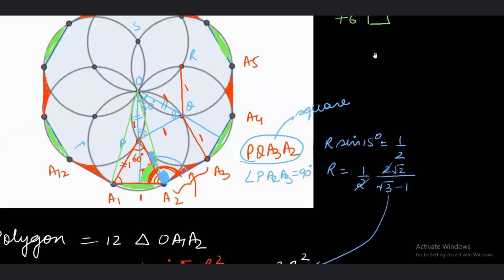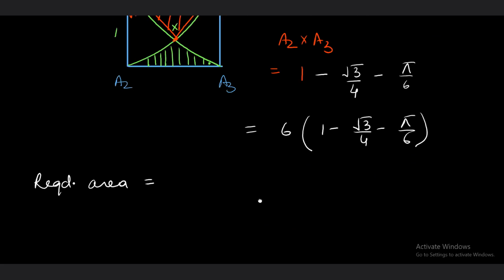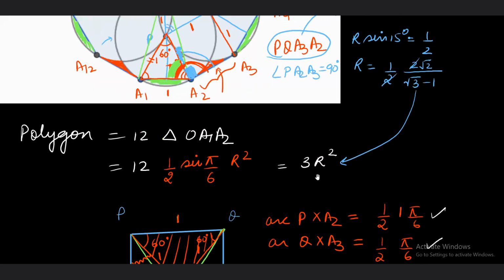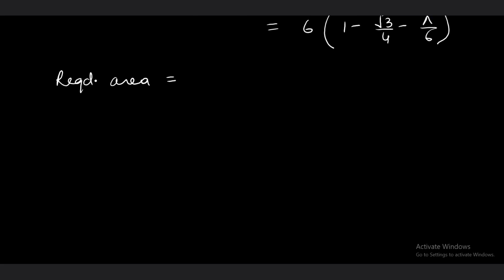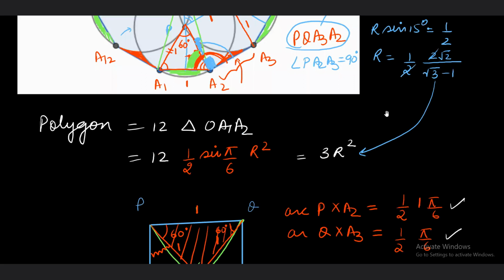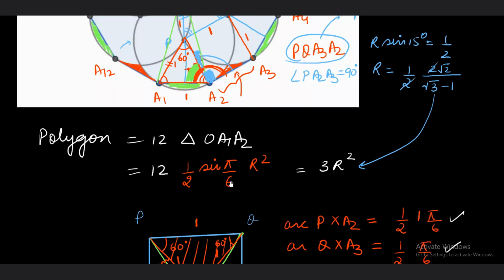So let us complete the question now. I'm going to put all these values. So let's start with the required area. What is the required area? Required area will be, first of all, the area of the polygon, which we evaluated as 3r square. What is the value of r? We have root 2 by root 3 minus 1, right? So 3r square I'm going to write here. So in the required area the first thing is 3r square. R square is root 2 upon root 3 minus 1 whole square, right? This is 3r square. So r we have already evaluated. I'm just going to put it over here.